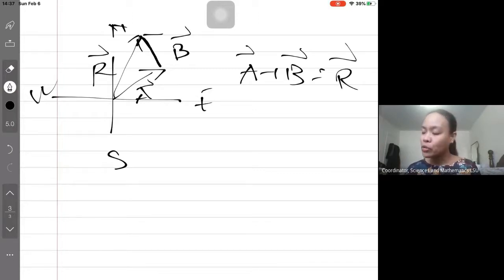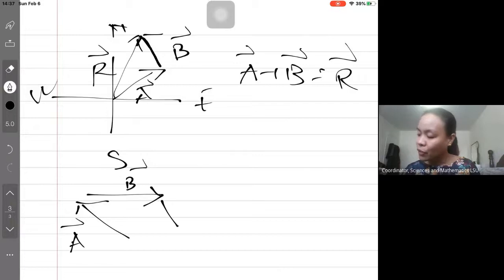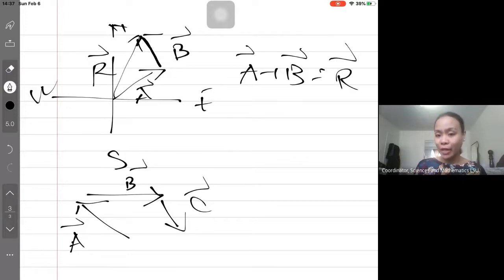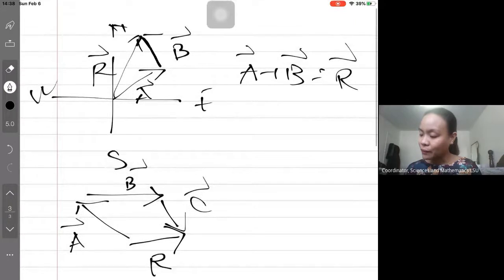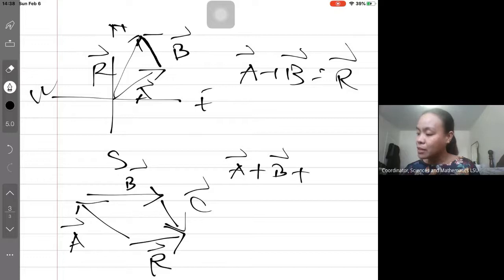Now, if we are going to have a vector this way, and this is B, and then another vector going here, that would be vector C. How are we going to get the resultant vector? We are going to draw from the tail of the first vector to the head of the last vector. So that is our resultant vector, which is A plus B plus C is equal to R.